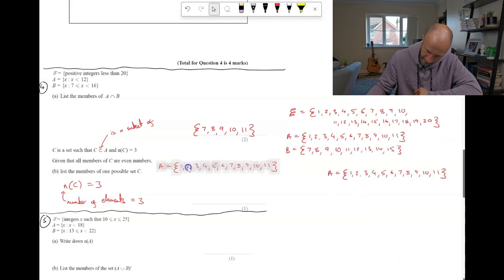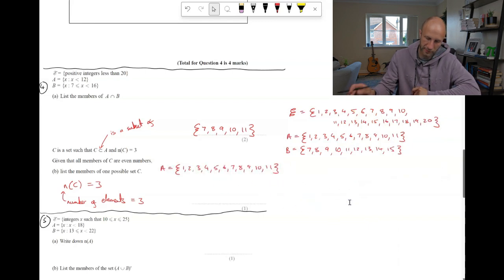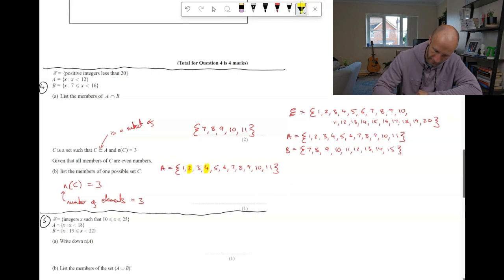If I just copy A in here, you can see it's got to be a smaller part of that set, and I've got to take even numbers. The even numbers here are 2, 4, 6, 8, and 10. For the answer to this, and this is why it says one possible set, because there's more than one answer here, you need a combination of any 3 of those even numbers.